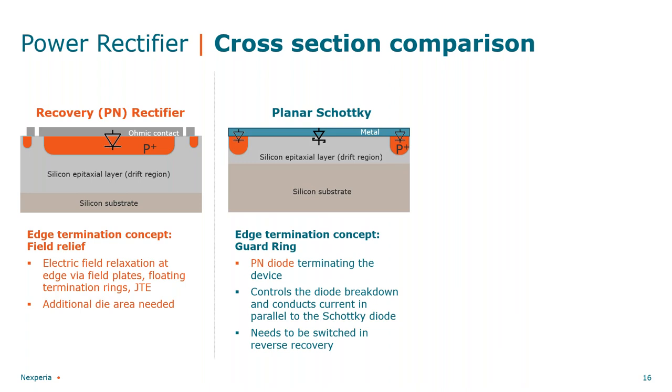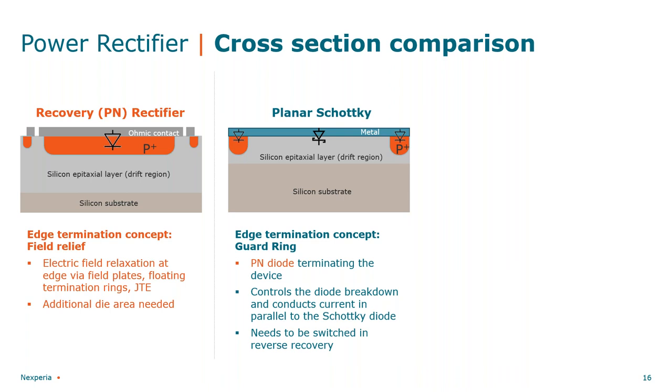It is, but you can see already from the sketch that although we have a metal-semiconductor layer, we also need to terminate this diode. This is done by a so-called guard ring, and as the sketch suggests, the guard ring itself is again a PN diode. So in especially high power Schottky diodes, we need a PN diode in parallel to the Schottky diode in order to control the breakdown and also to stabilize the breakdown behavior of Schottky diodes.